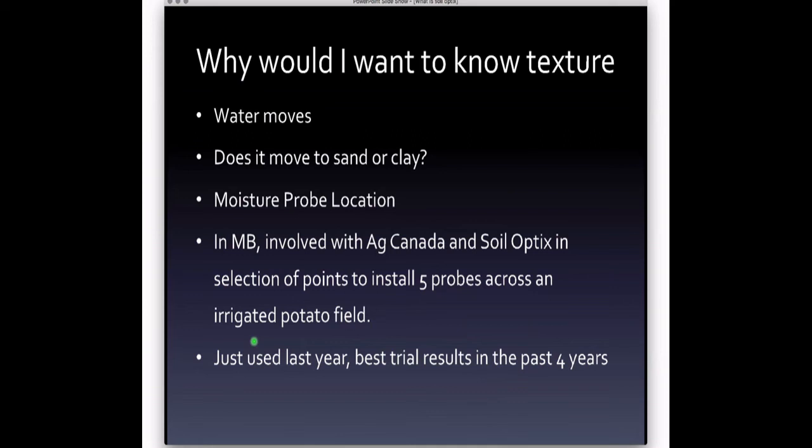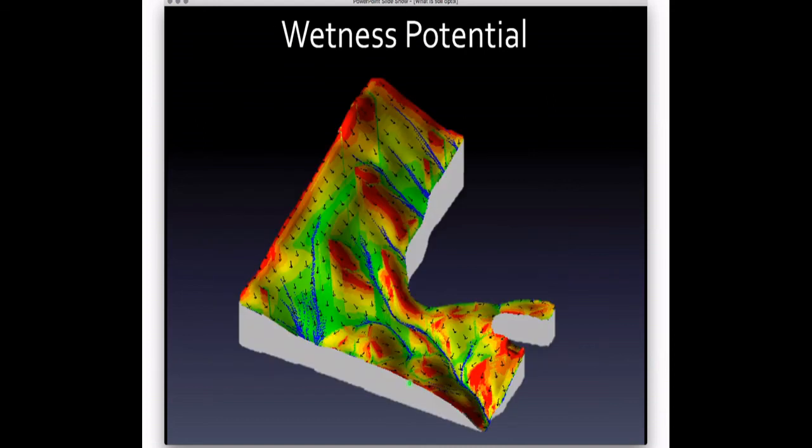And why would we want to know the texture? Well, water moves. Is it moving to a sand, or is it moving to a clay? Using it for moisture probe locations. We're actually involved with Ag Canada in Manitoba a few years ago, installing moisture probes in an irrigated potato field. And instead of them putting in 8 random probes, they put in 5 site-specific probes. And out of the 4 years of that trial, it was the best results they had. So again, if you know what you're starting with, it's a lot easier to get good data out of the fields. And then we look at the wetness potential and the drainage intensity.